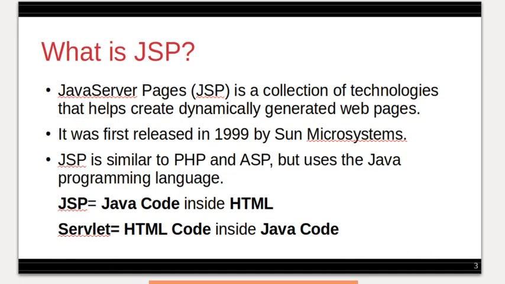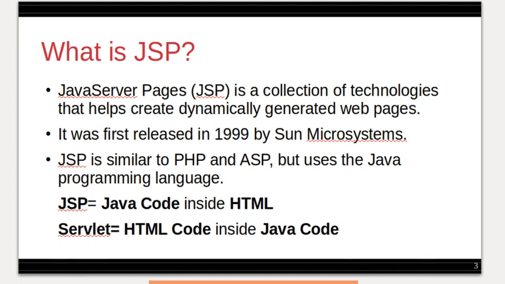What is JSP? JSP is a collection of technologies that helps to create dynamically generated web pages. It was first released in 1999 by Sun Microsystems. JSP is similar to PHP and ASP, but JSP uses the Java programming language at its core.